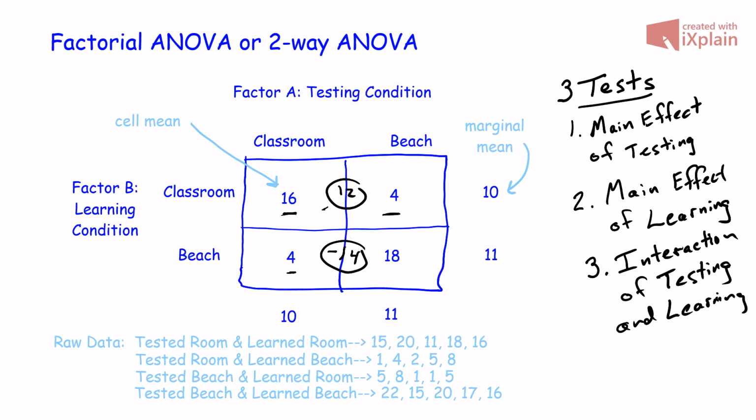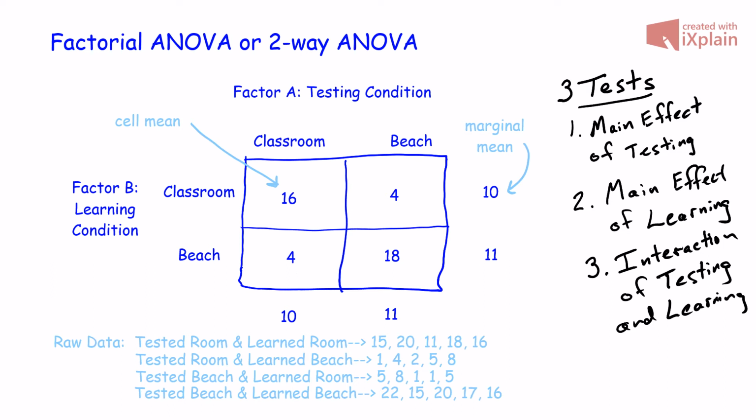If we look back at the main effects, they're each different by 1. This is different by 1, and this is different by 1. So it seems that it might be possible that these main effect differences are due to sampling error. We'll have to do the test to find out for sure.